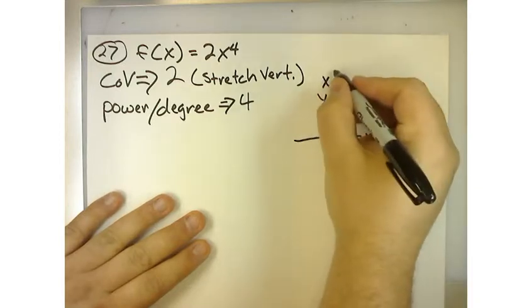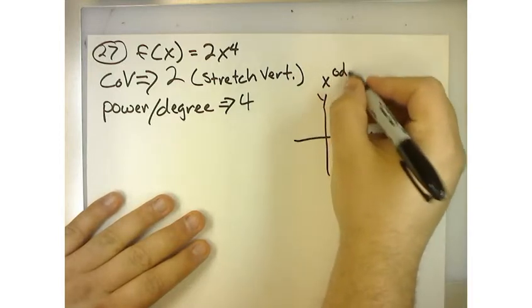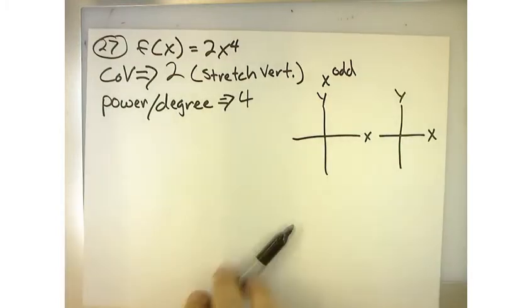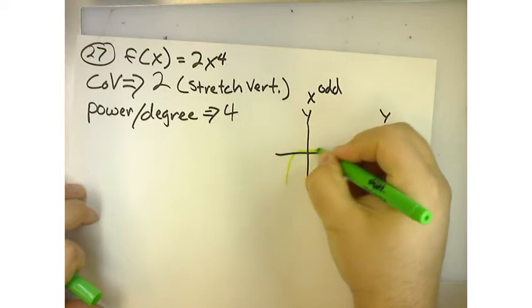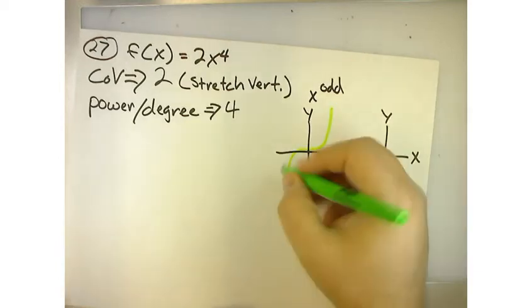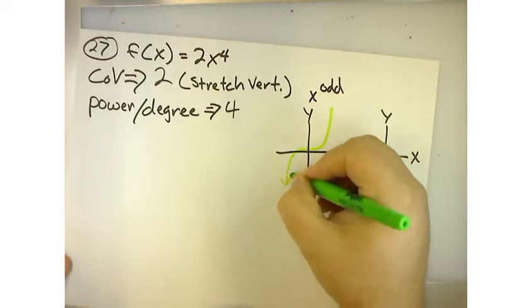Now, what you guys may not realize is, or maybe you should realize, x raised to an odd power always kind of looks like this. It comes in here, does some stuff in the middle, and goes out. Comes in from the bottom, goes out the top.